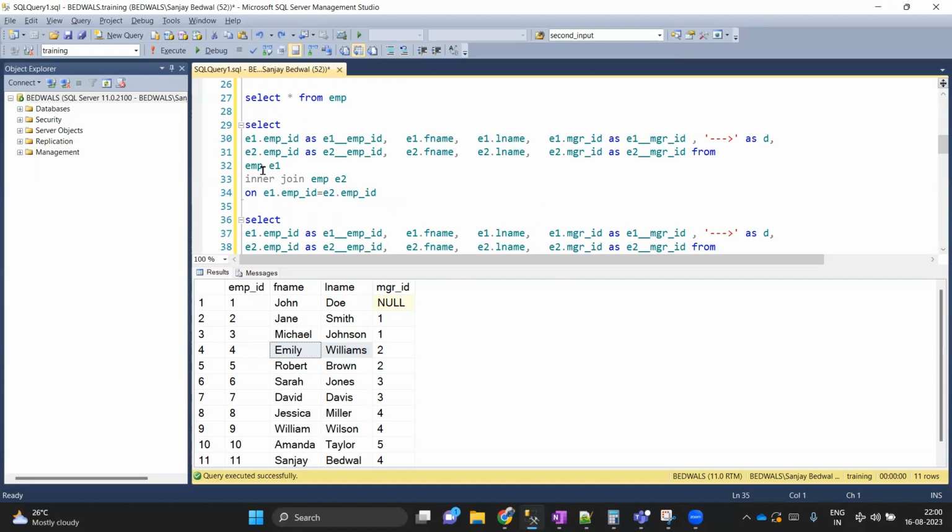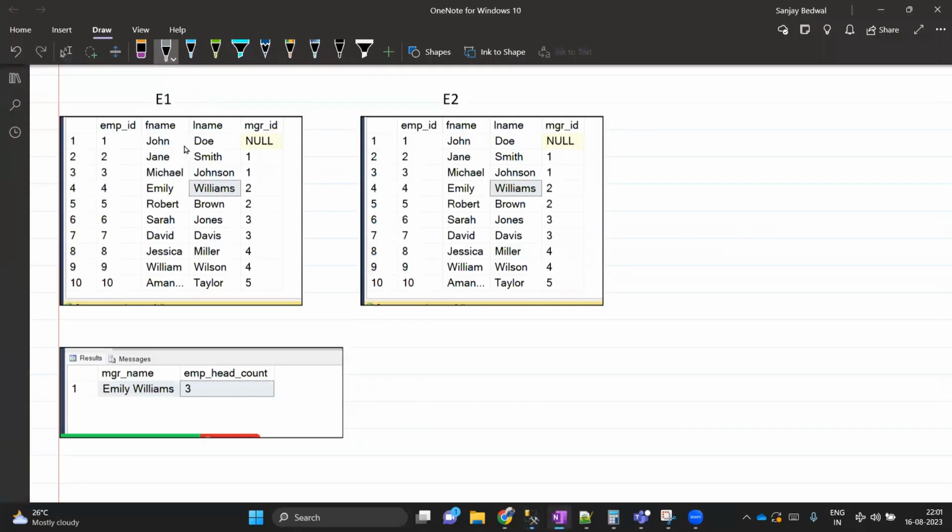All right. When we do the self-join, it becomes mandatory to provide an alias to our table, because otherwise you will not be able to understand which table a particular column is coming from. That's why, in order to make a distinction, you have to provide an alias to the table. Now let's go to the OneNote and try to picturize it. Here we have the employee table on the left-hand side, and again the employee table on the right-hand side. We will call the left-hand side table E1 and the right-hand side table E2.